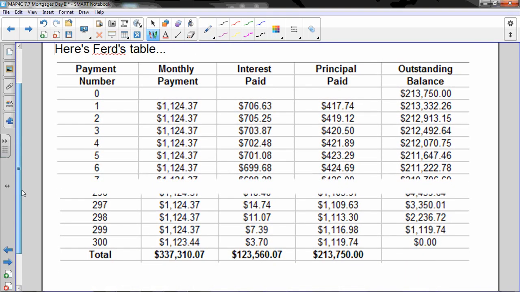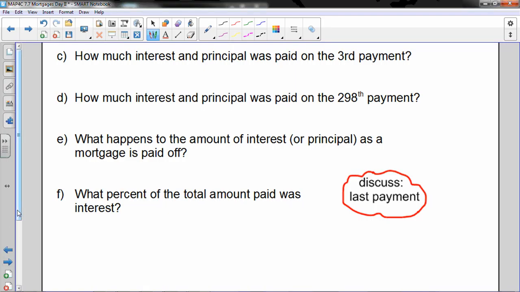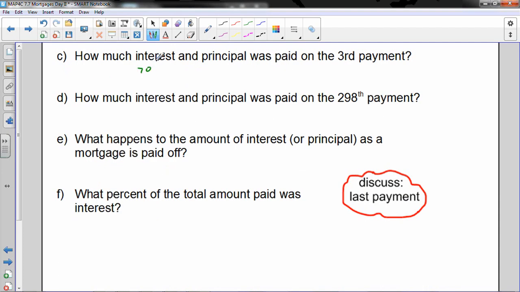And we're going to see this. There's questions coming up about this, so we'll have to flip back and forth here. How much interest and principal was paid on the third payment? So on the third payment, if I look back, he paid that much interest and that much was principal. The monthly payment, you never sort of see this, but almost all of it goes towards interest. So interest was 703.87, and principal was 420.50.